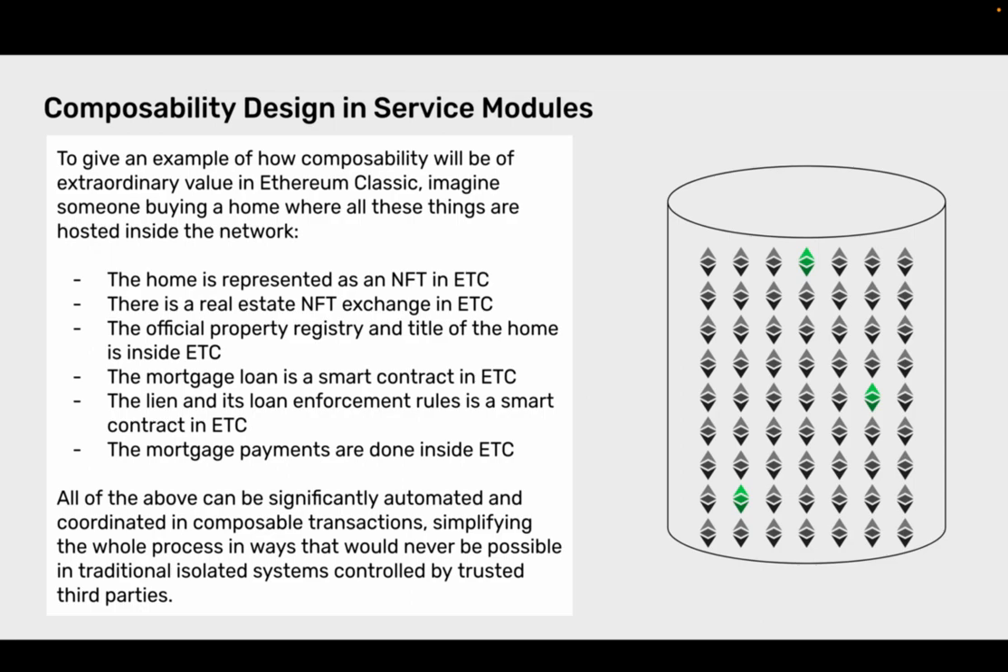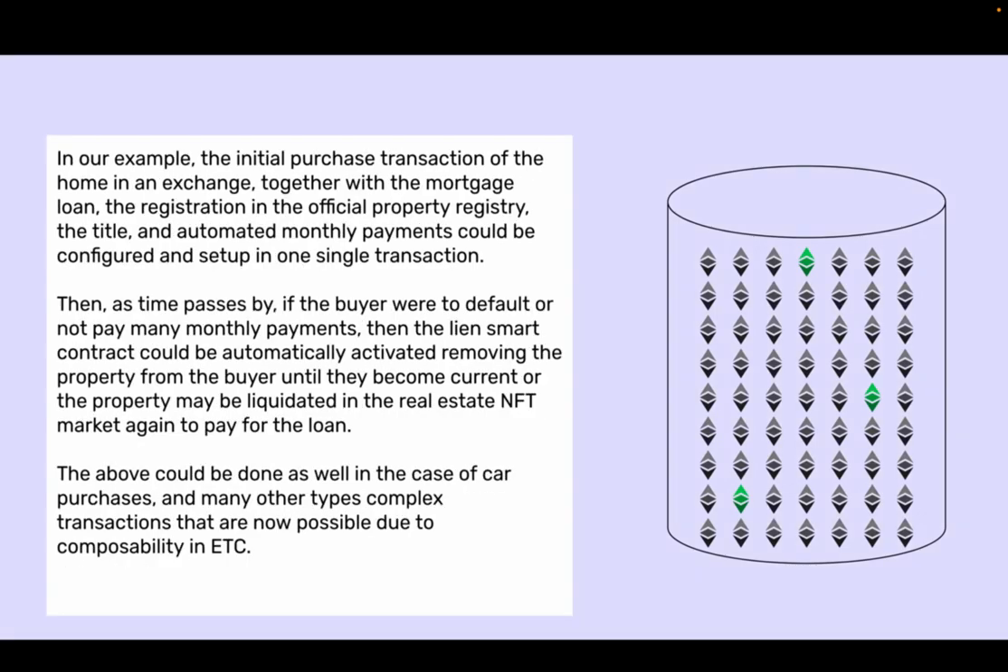All of the above can be significantly automated and coordinated in composable transactions, simplifying the whole process in ways that would never be possible in traditional isolated systems controlled by trusted third parties. In our example, the initial purchase transaction of the home in an exchange, together with the mortgage loan, the registration in the official property registry, the title, and automated monthly payments could be configured and set up in one single transaction.